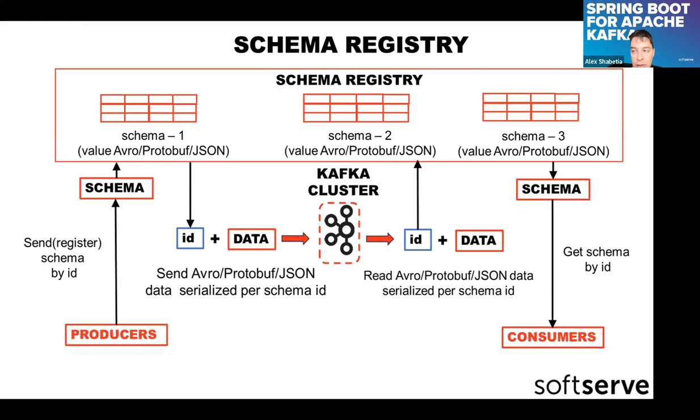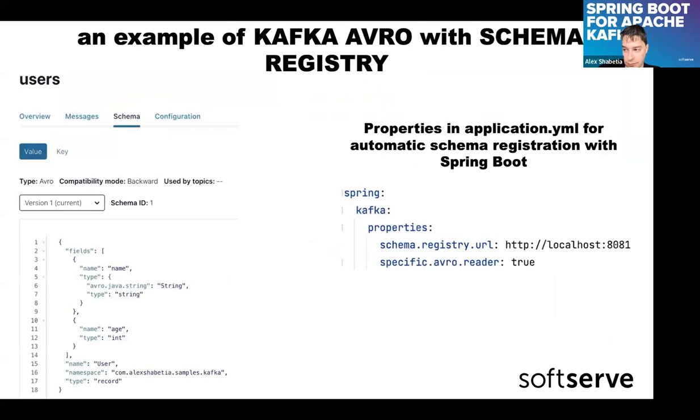Here I mostly talk about Confluent Schema Registry, which provides a centralized repository for managing and validating schemas for topic messages data. Here is an example of Kafka Avro with schema registry. Schema registration is done automatically here by Spring. I put in a schema registry URL, and after that, the schema defined in the project is sent there.